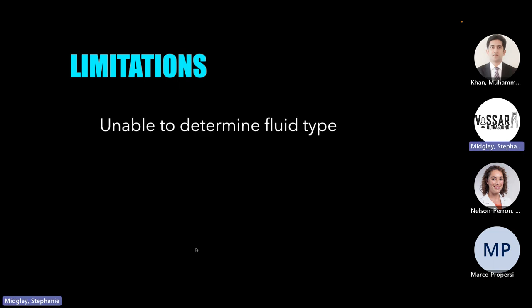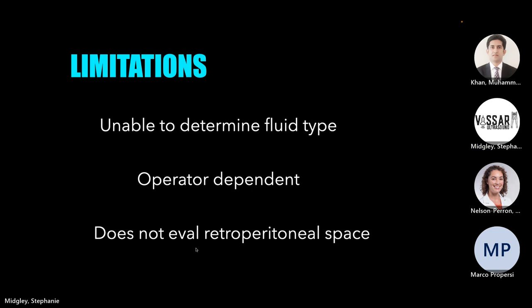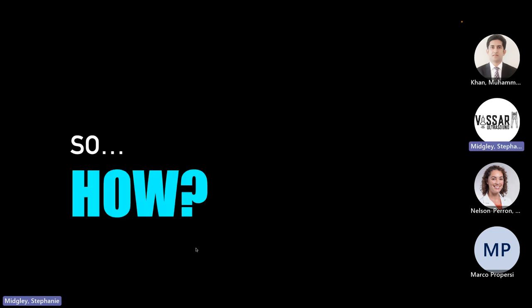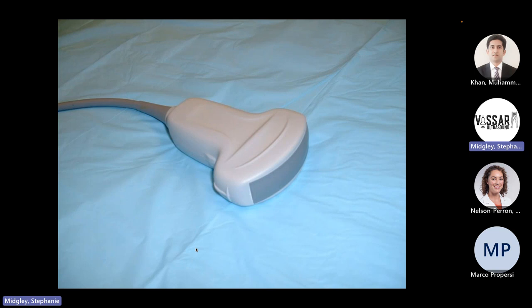Just know, right, it can't determine your fluid type, and then it's very operator dependent. So some people may see fluid, whereas somebody might not appreciate it. And then it doesn't show you your retroperitoneal space. Cool. So that's kind of the basics.